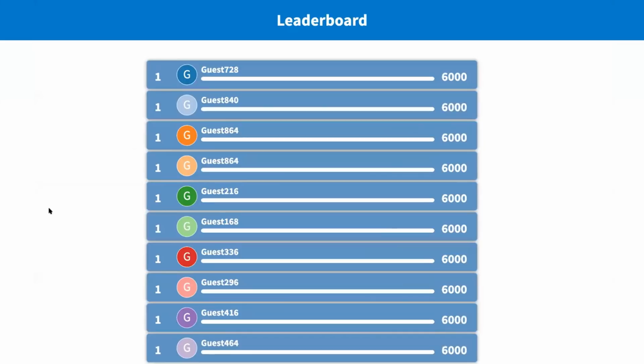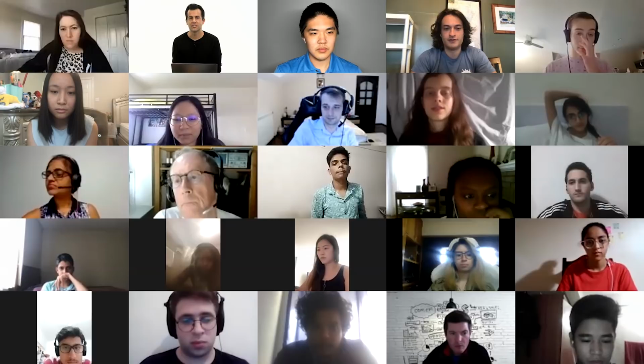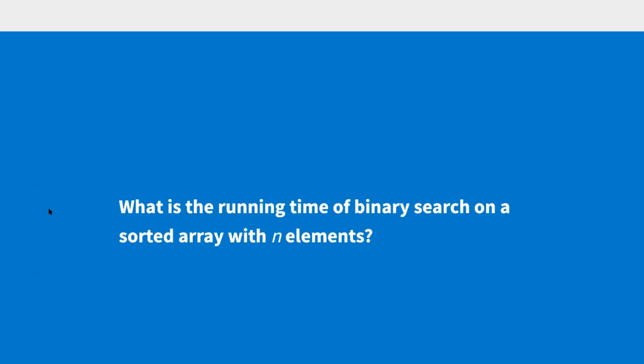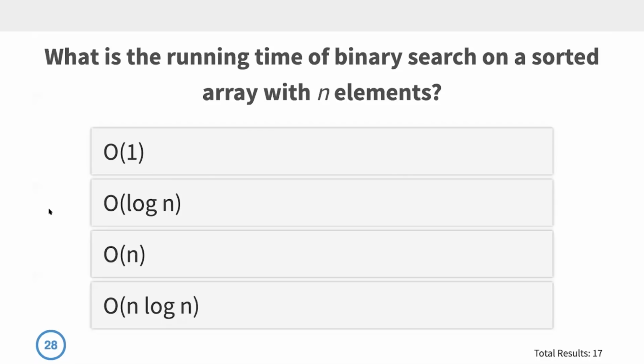All right, Brian, let's go ahead and take a look at the board here. So we're starting to see some spread, though still quite a few people are atop the list with 6,000. And that brings us next to question seven and Brian. So question number seven, what is the running time of binary search on a sorted array with n elements? Is it big O of 1, big O of log n, big O of n, or big O of n log n? What is the running time of binary search on a sorted array with n elements?